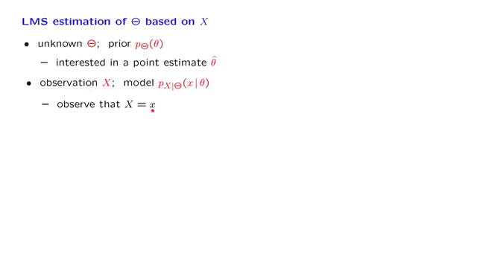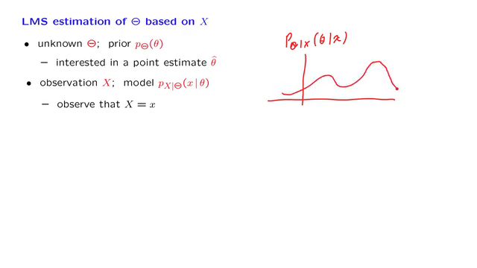That value is little x, and on the basis of that value, we would like to now come up with a point estimate of the unknown random variable theta. How do we proceed? We can of course use the Bayes rule, and the Bayes rule is going to give us a distribution for the unknown random variable given the observation that we have obtained. And that distribution could be discrete or continuous. Let me just plot something as if it's continuous.